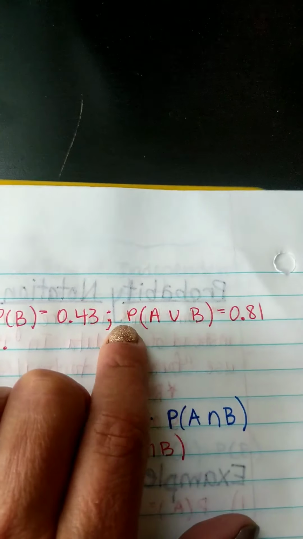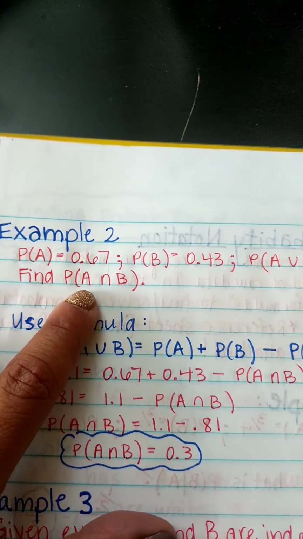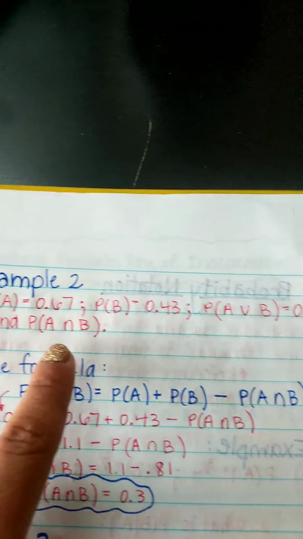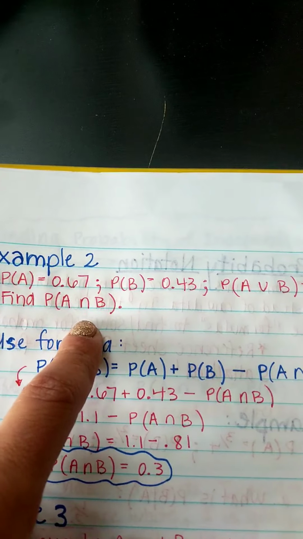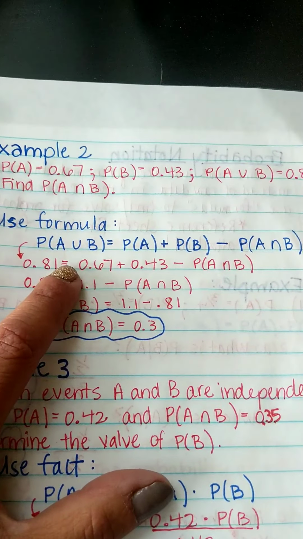When it's written like this, it means the probability of A or B. When it's written like this, it means the probability of A and B. Okay, so this one's or, this one's and. Okay, and you're going to see that a lot. Okay, so we're going to use the formula. It's also on your cheat sheet.